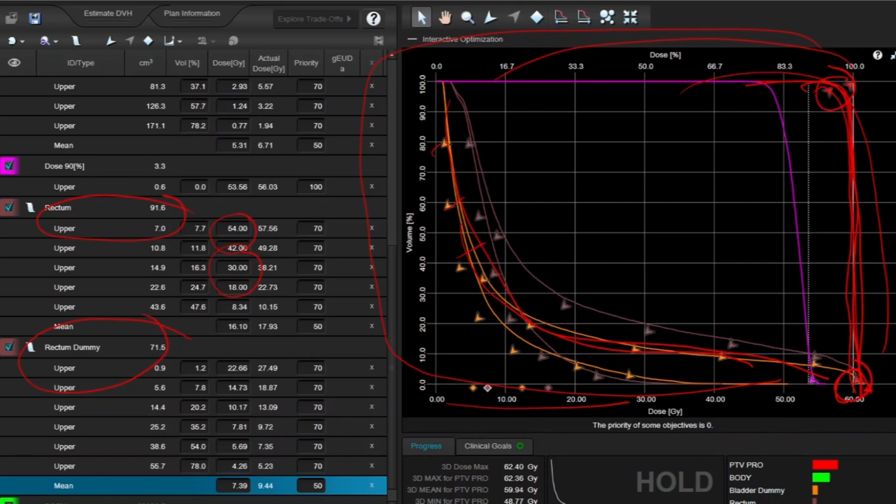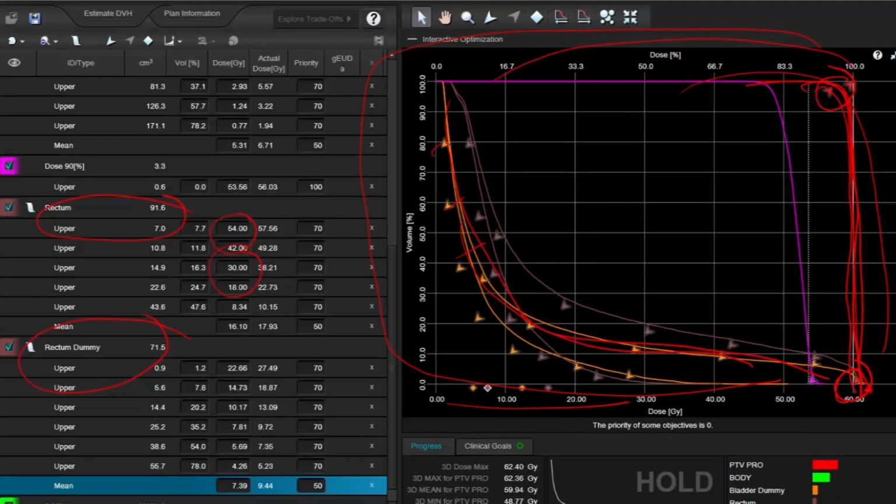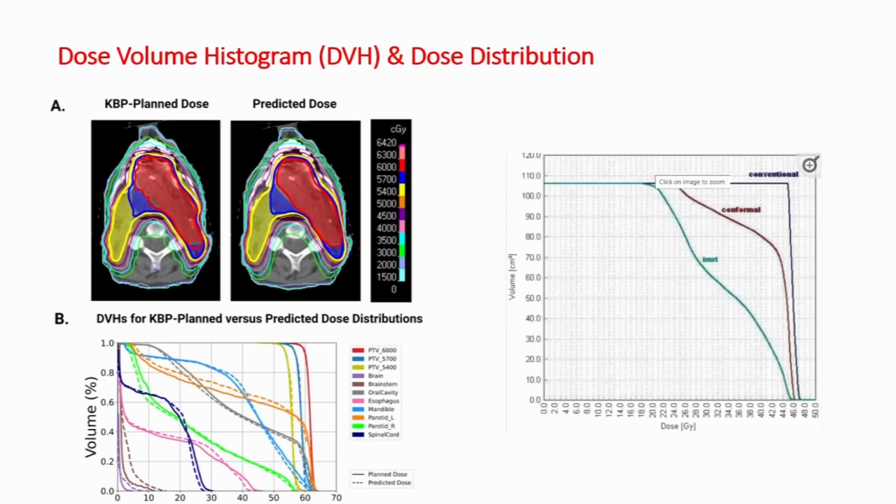In the case of Eclipse, the optimization algorithm is pencil beam convolution, and the dose calculation algorithm is the anisotropic analytical algorithm, AAA. There are some more advanced algorithms also, depending upon the planning system in your institute. So in this way, once you have completed your optimization and dose distribution, you need to go for your dose plan evaluation.